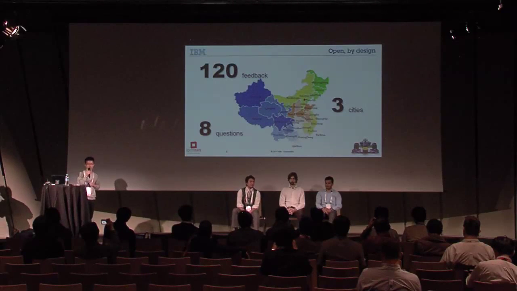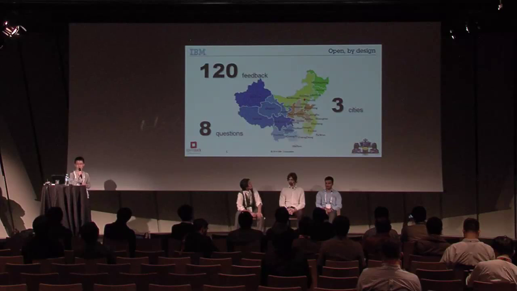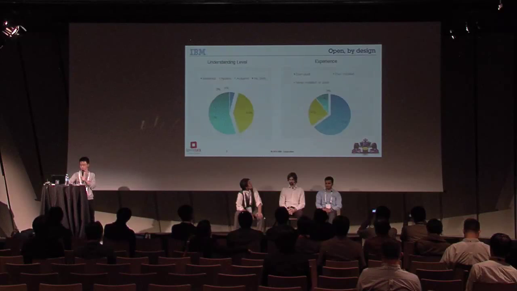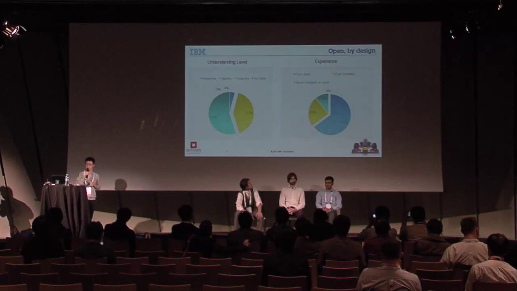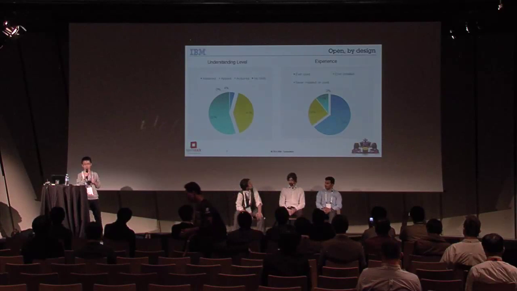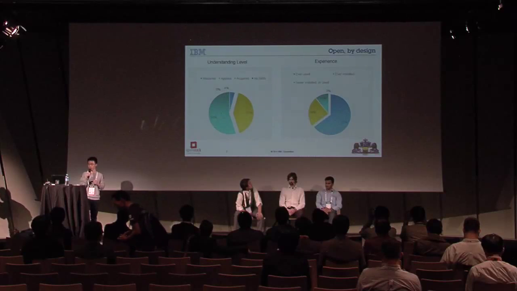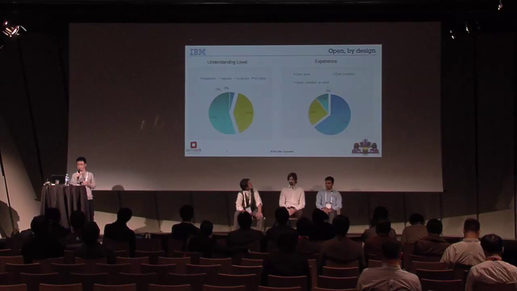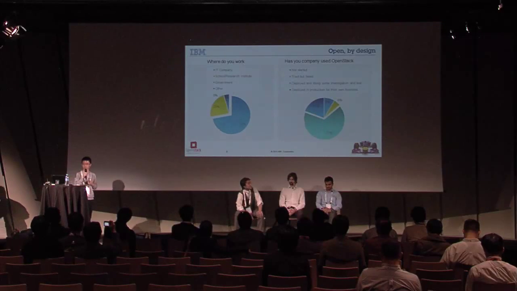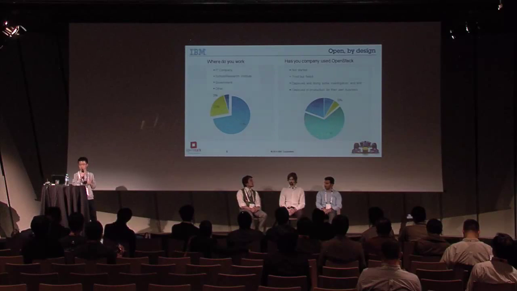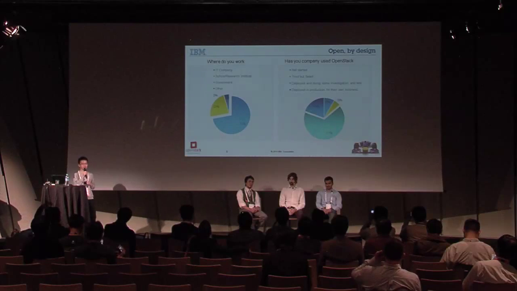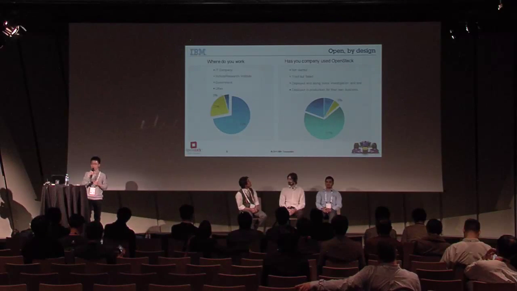We did a survey in three cities with eight simple questions, and finally we got 120 feedbacks. We can take a look at the survey result. First is understanding level. We can see that most people are at the middle level, either applied or acquired. Second, experience. We can see that most people have used OpenStack. Third, where do we work? We can see that most people come from IT companies and schools. Till now, we have no member from government, so we need to take some action to attract people from government.